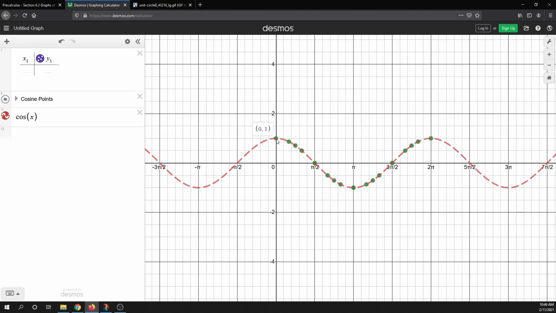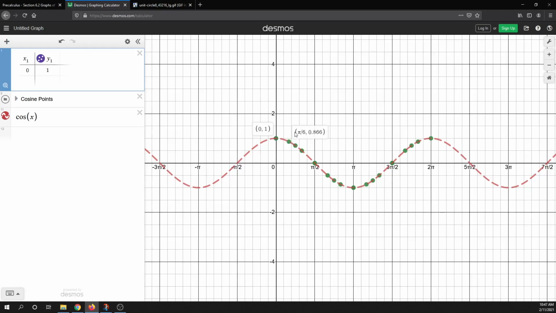So starting with this point right here, we have the point (0, 1). The x value will be 0, and here on the graph of cosine, this would be the cosine of 0, which is 1. So on the secant, it would be 1 over 1, which is just 1. So I'm just going to put 1. That point (0, 1) is actually on both the cosine and the secant.